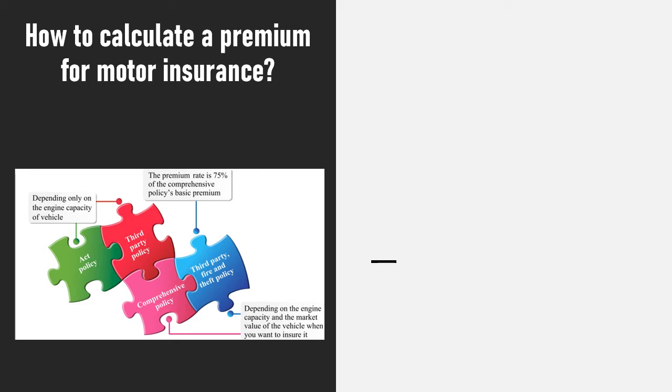Alright, and then if you want to calculate the premium rates for the third-party fire and theft policy, you can take the rates from the comprehensive policy and then multiply with 75%. Okay.